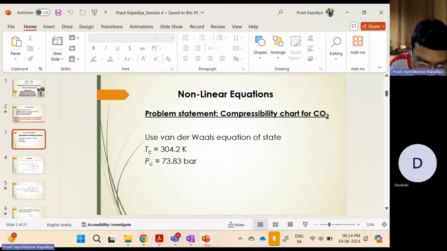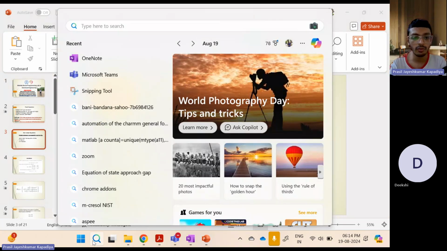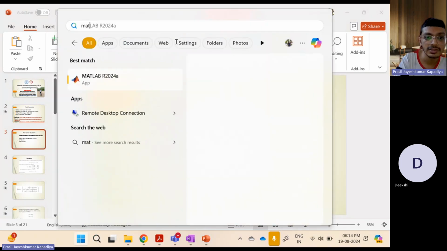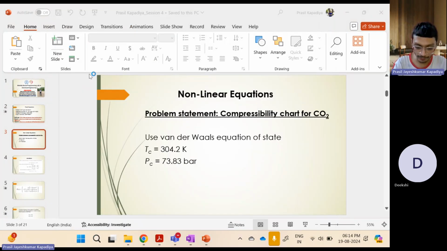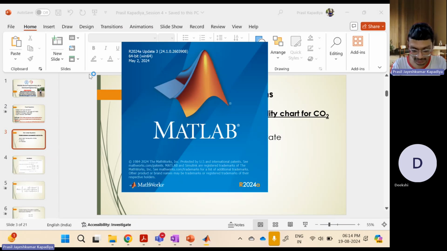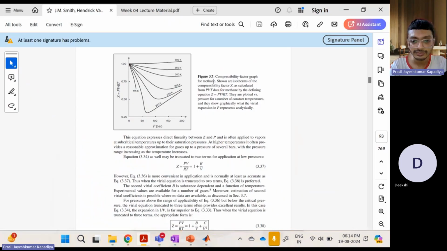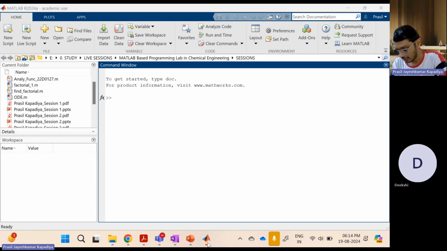Let's first do one thing. Let's find the compressibility factor at one temperature and one pressure, and then let's do it for a higher range. So I will open my MATLAB, where we will actually prepare this kind of chart. My MATLAB window is open. So let's start.